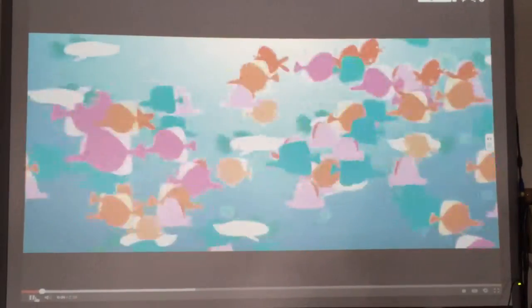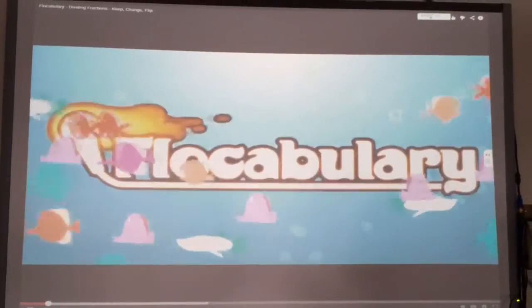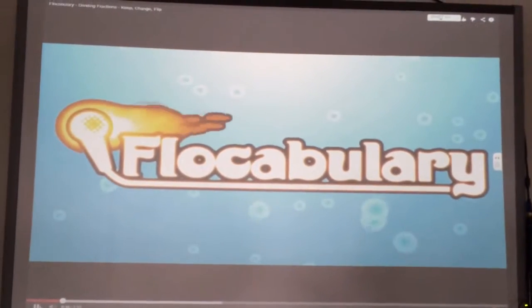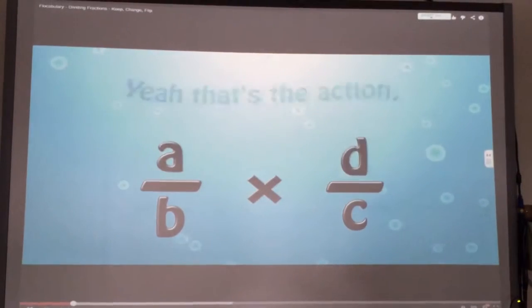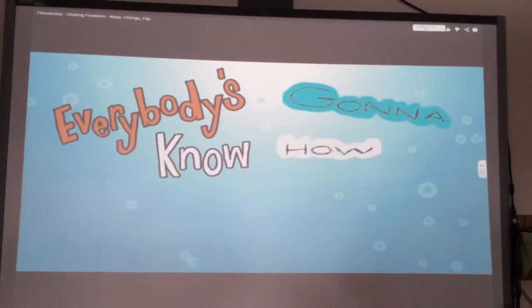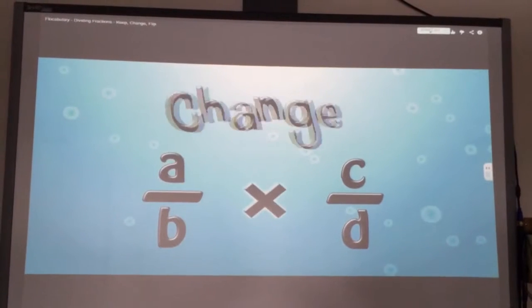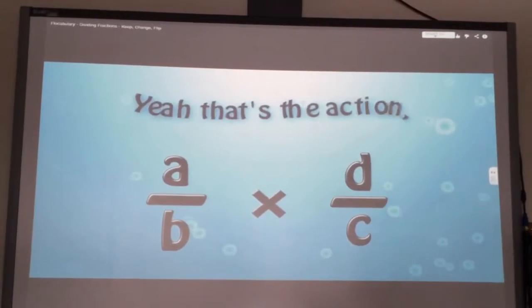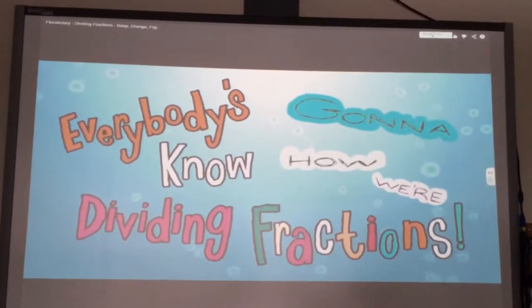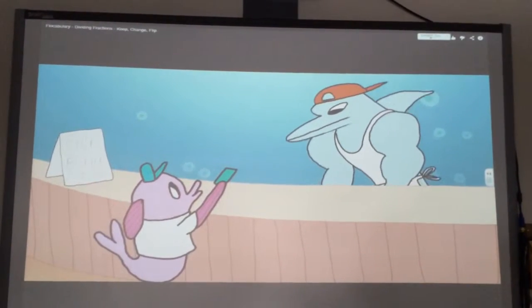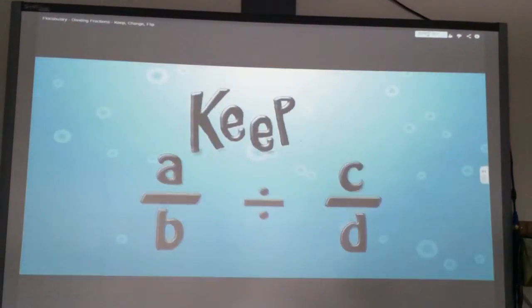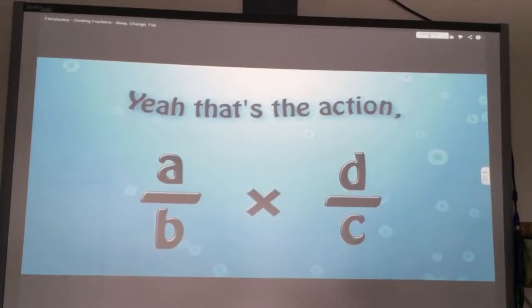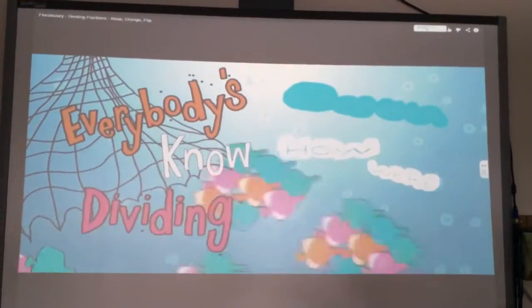Yeah. Nah, let's go. Keep, change, flip. Simple, right? Divided fractions. Flow calculator. Let's go. Keep, change, flip. Yeah, that's the action. Everybody's gonna know how we're dividing fractions. Keep, change, flip. Yeah, that's the action. Everybody's gonna know how we're dividing fractions. Keep, change, flip. Yeah, that's the action. Everybody's gonna know how we're dividing fractions. Keep, change, flip. Yeah, that's the action. Everybody's gonna know how we're dividing fractions.